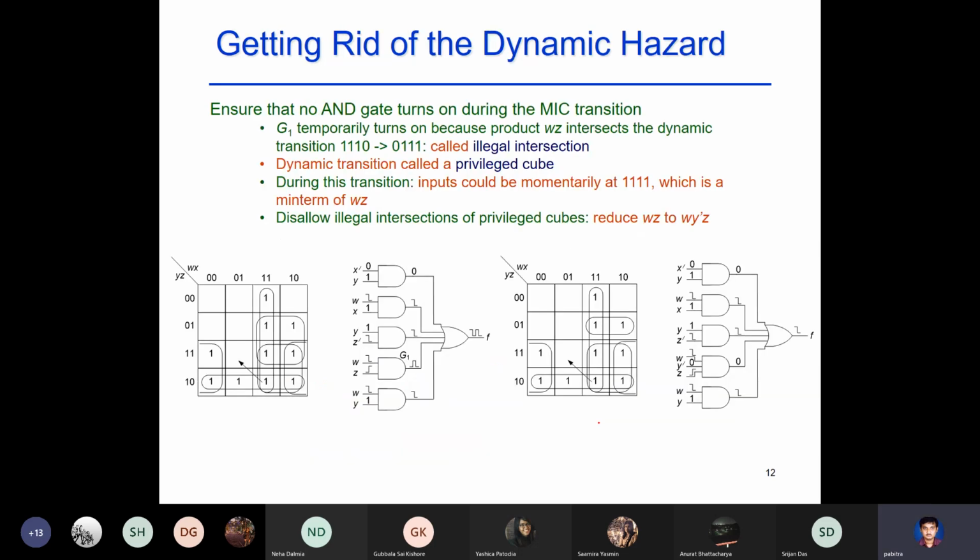All right. So another thing that has to be ensured is that none of the AND gates, so this is an AND kind of structure, should turn on during this multi-input transition. But you see this first gate, this G1 gate, can turn on because this WZ intersects. So you have to avoid this kind of thing. These are called illegal intersections.